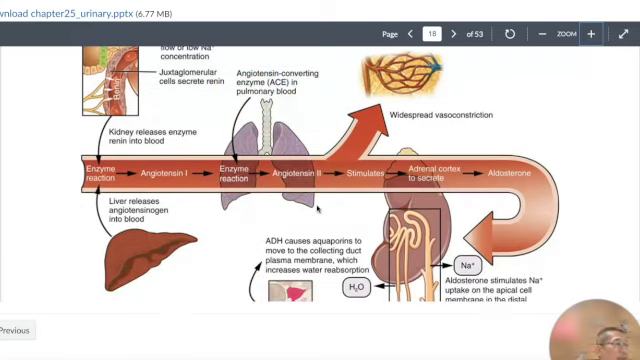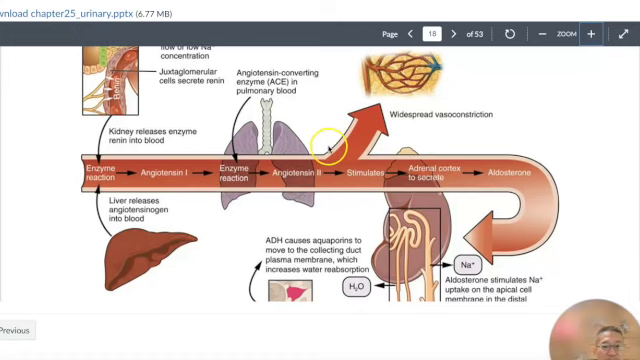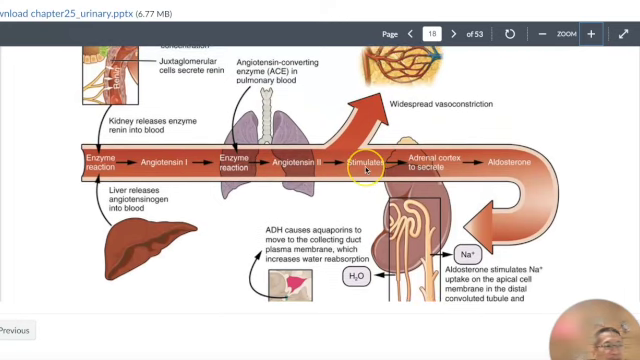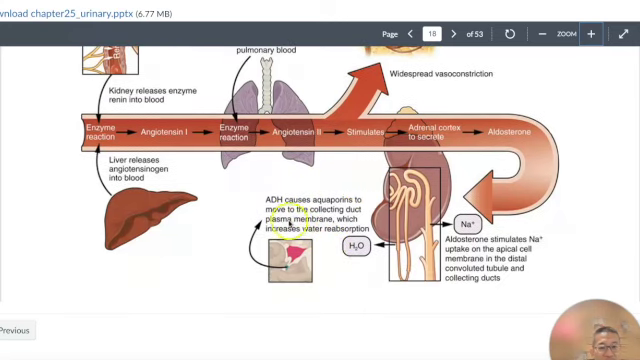Then several things will happen. First, the sympathetic system will cause a vasoconstriction, so it will cause all your arteries to be tighter. Then the blood pressure will increase a little bit. Then it will cause your ADH, if you remember ADH from the pituitary, to cause water retention. It will cause you not to pee so much.